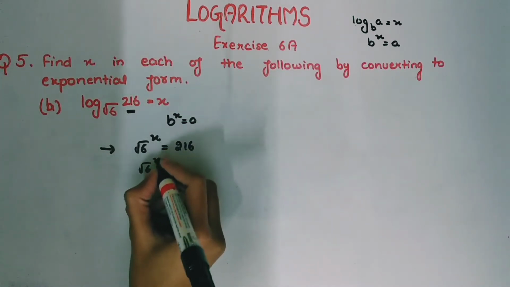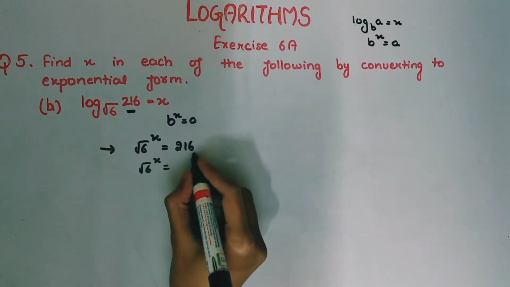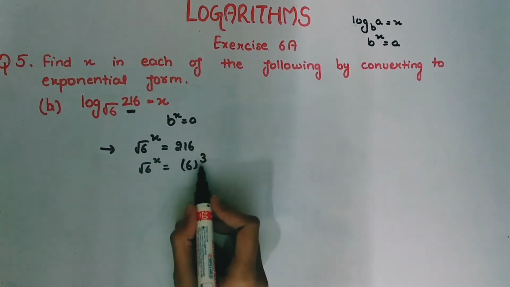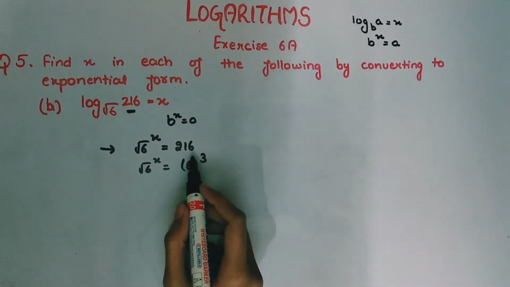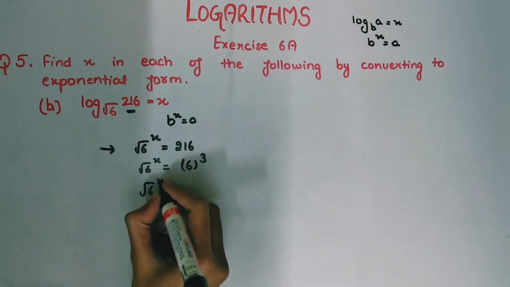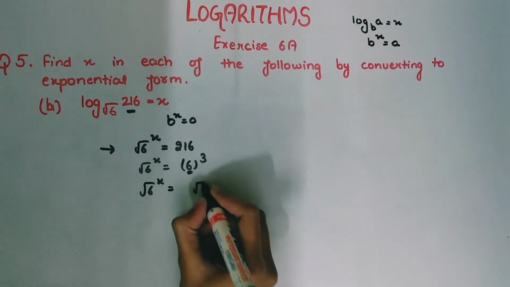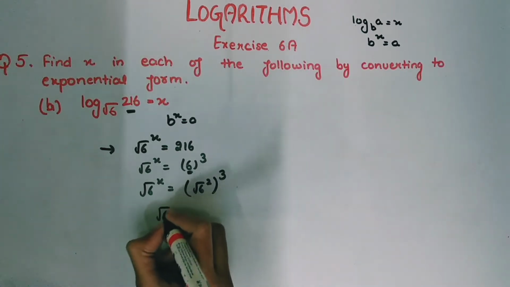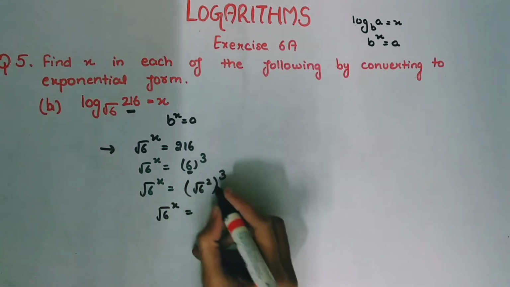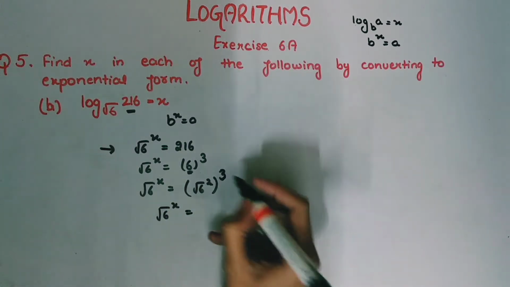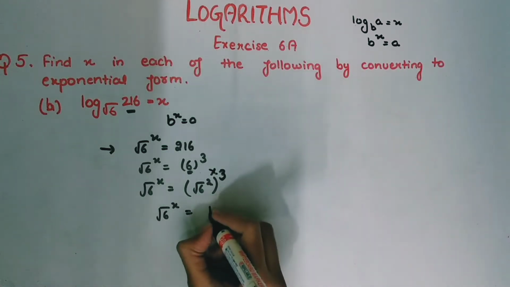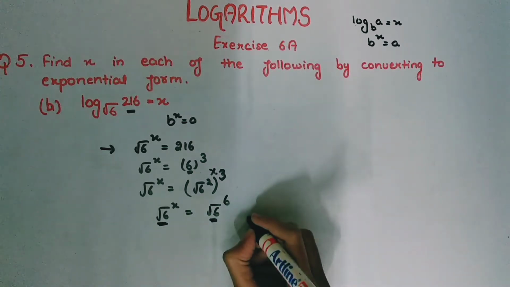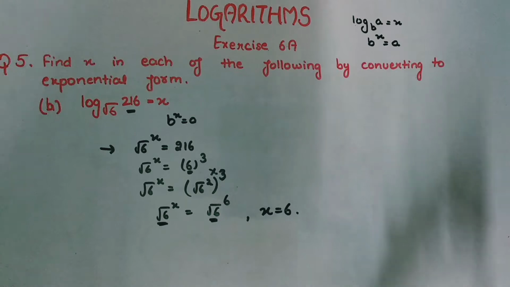√6 raised to power x is, we know that 216 is equal to 6 raised to power 3, means cube of 6 is 216. 6 can be written as √6 raised to power 2, raised to power 3, that is √6 raised to power x. √6 raised to power 2 raised to power 3, these both powers will get multiplied. That means √6 raised to power 6. When bases are equal, the powers should be equal, that is x is equal to 6.